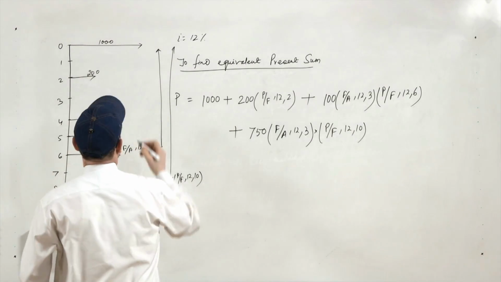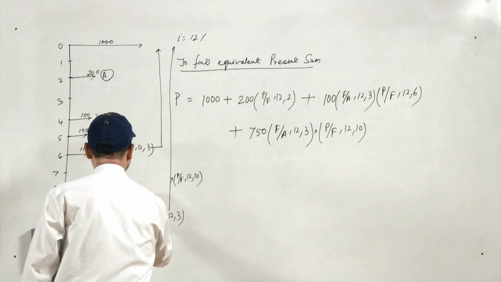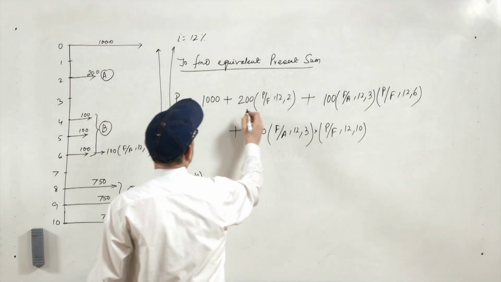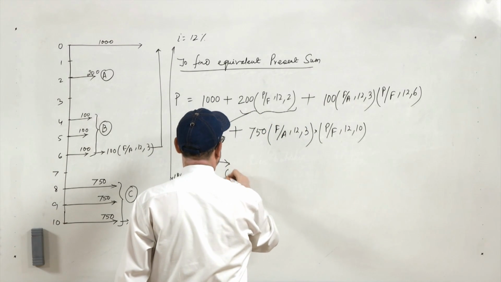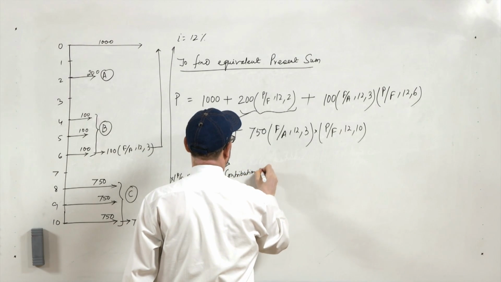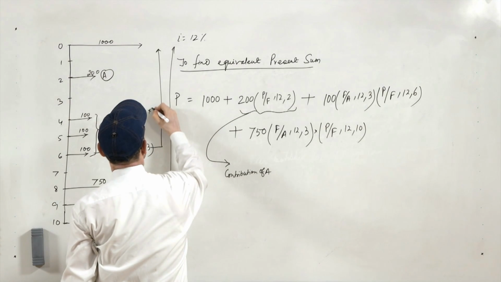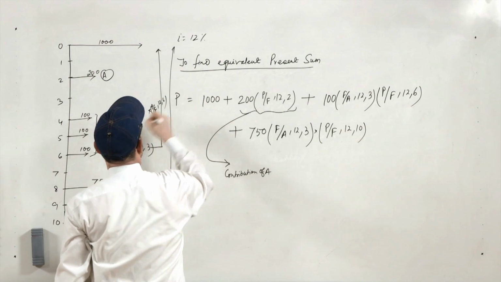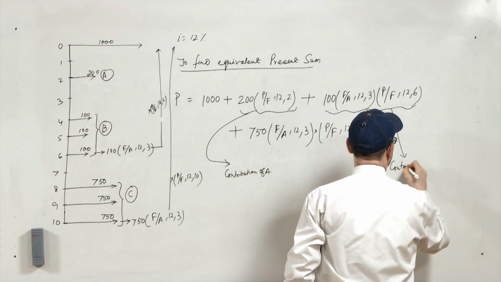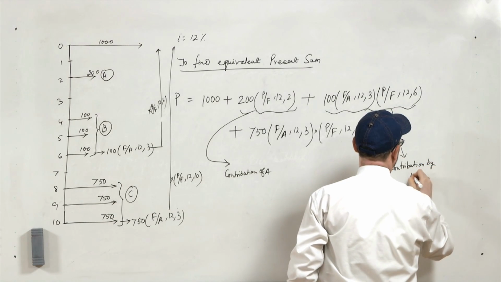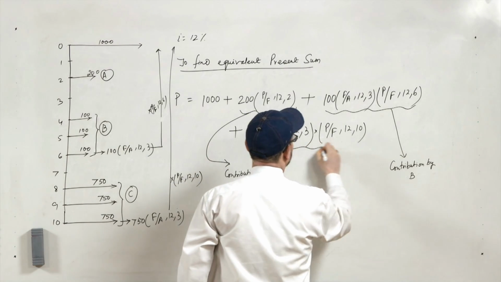So, what we saw is, if this is A, if this is B, and if this is C, so this will be the contribution of A. Similarly, this amount when multiplied with P by F 12 6, as we have done here, will be the contribution by B. And similarly, this amount again multiplied by this factor will be the contribution by C.